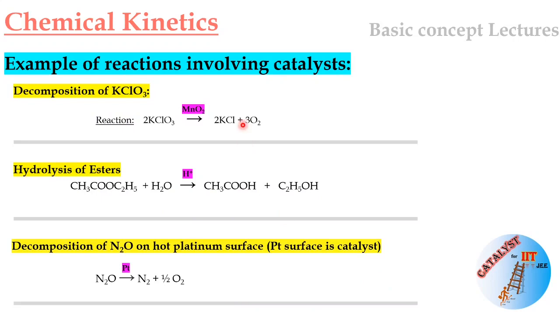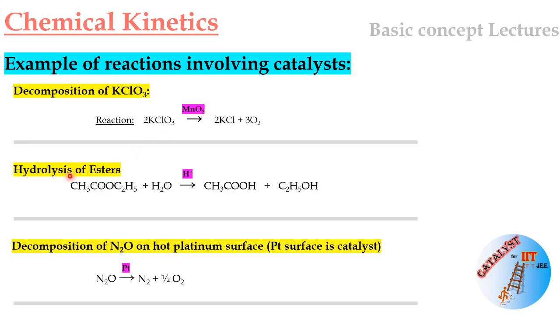There are a few examples that involve catalysts. First, the decomposition of KClO3. KClO3 in the presence of MnO2 decomposes into 2KCl plus 3O2. Here, if you do not add MnO2, the reaction takes a very long time, but if you do this reaction in the presence of MnO2, the reaction is very fast. So MnO2 is the catalyst and the process is called catalysis.